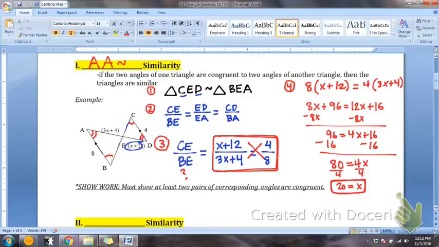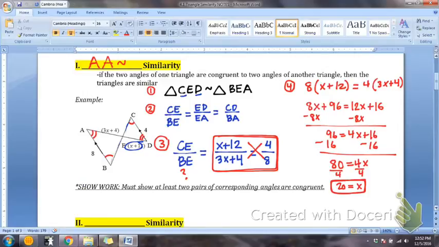We have 4 times 3 is 16. All right, so you should be getting x to be 20. X should be 20. Okay, so again, step number 1 is to set up your similarity statement. Step number 2 is to set up proportions. Step number 3, fill in your proportions and then cross multiply.